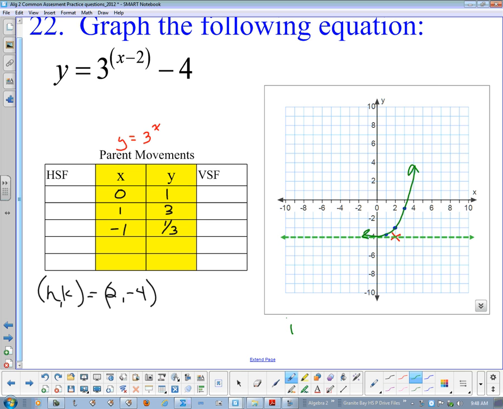Okay, for the domain, x can be all real numbers there. It's going to continue to the left and continue to the right. The range is going to be, well, y has to be greater than negative 4. Right, perfect. There's your graph of that exponential. Number 23.